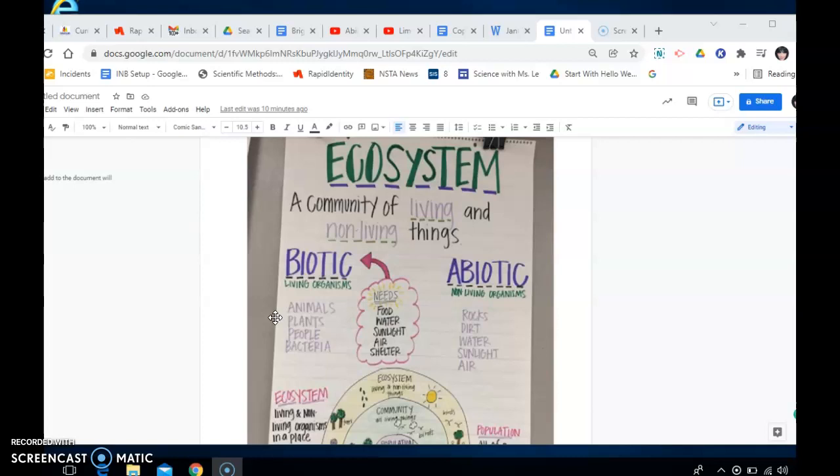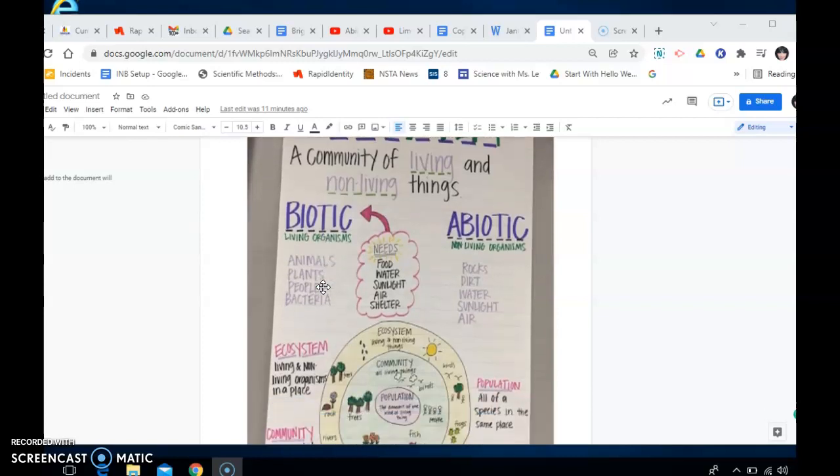Today, your learning goal is to learn the difference between biotic and abiotic factors. It's not too hard, but we're going to go over it quickly. We're starting our unit on ecosystems, and an ecosystem is a community of living and non-living things. What you need to know is the difference between a biotic factor, which is a living thing. It could also be something that was once living that is no longer living and has decomposed.